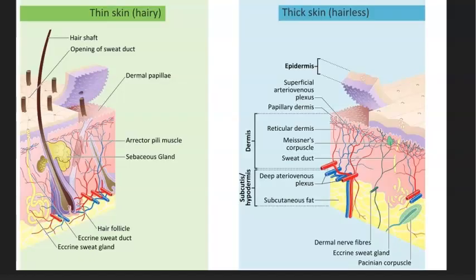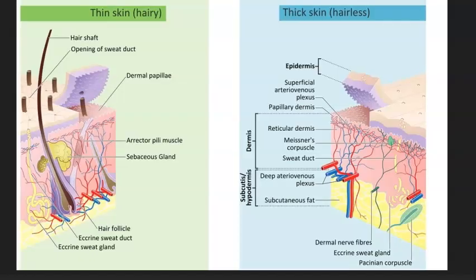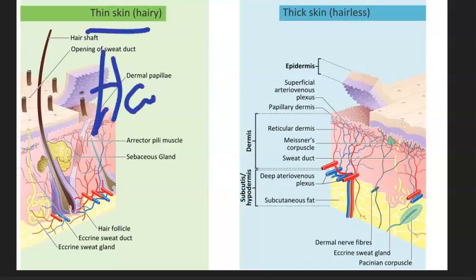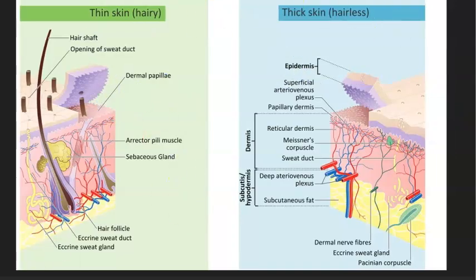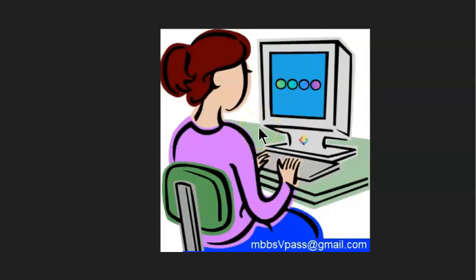So first, let us understand what is the difference between thick skin and thin skin. Then only we will be able to draw it, right? So in thin skin, you have hair. Thick skin does not have hair. But thick skin has something extra that is called the stratum lucidum in the epidermal layers. Does thin skin have stratum lucidum? No, not so conspicuous. Thick skin, does it have hair? No, it doesn't. So did you understand? Who has hair? Thin skin. That is what they have asked in the exam.